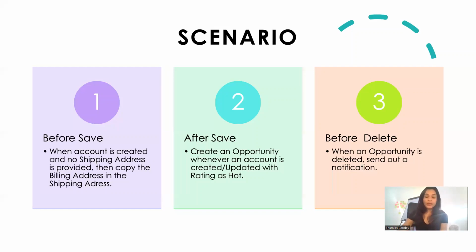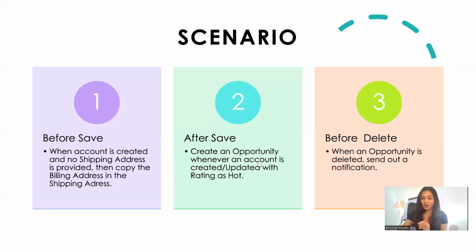So in this particular scenario, all we have to do is check if there is a billing address provided on the account. While insertion or update, you can select both the operations if you want. And if there is no shipping address provided, then we are going to stamp the billing address on the shipping address. That's the whole requirement for this scenario.